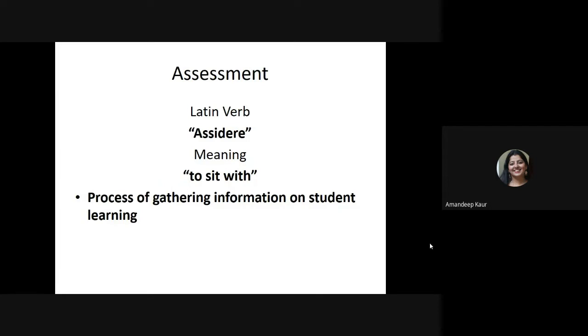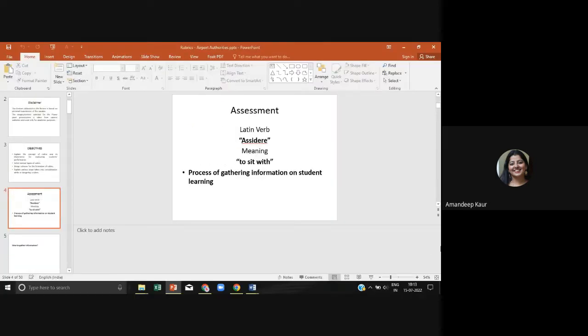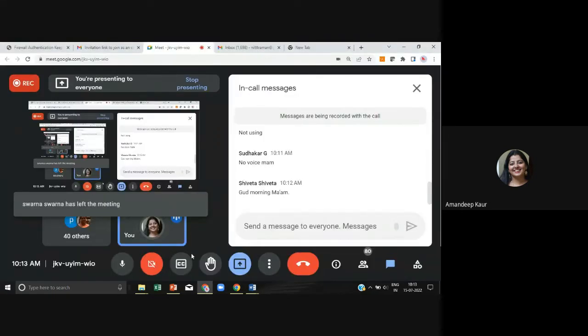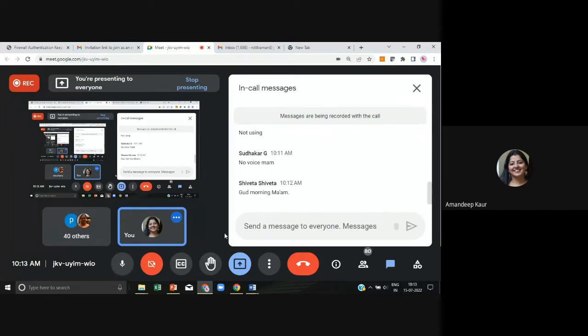Today is the last day of your program, and I hope up to now you all know what we mean by assessment. Any member from the group? What is the difference between assessment and evaluation? I hope it is clear to you all. Yes, any member from the group?